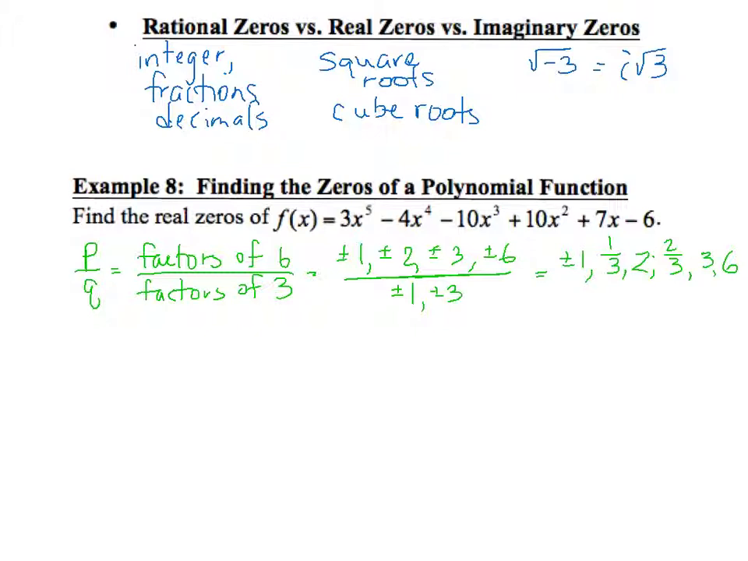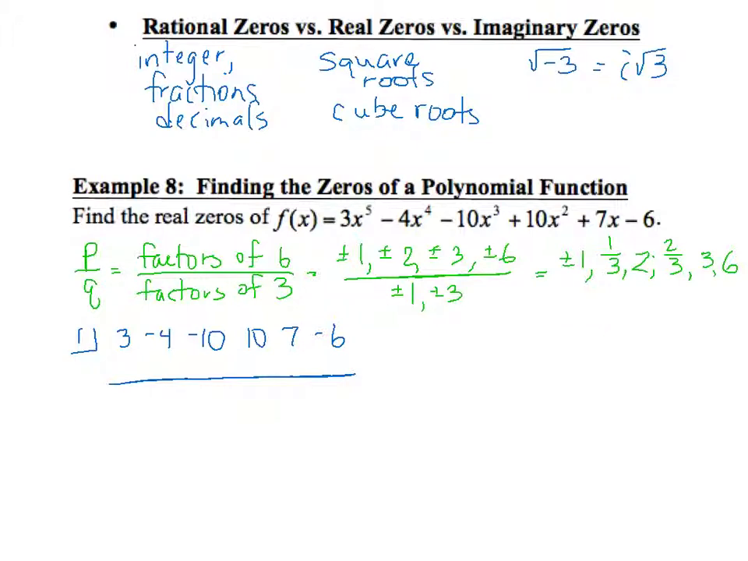And since we have a degree of 5, you're going to have to do synthetic division at least until you get down to an x squared. Once you get down to an x squared, you can either factor or use your quadratic formula to find your other two zeros. So let's go ahead and start with 1. If we do synthetic division, plug a 1 in the box, bring down the 3, -4, -10, 10, 7, and -6.